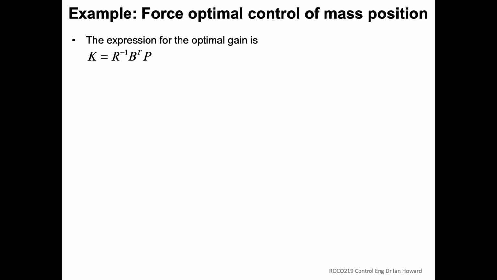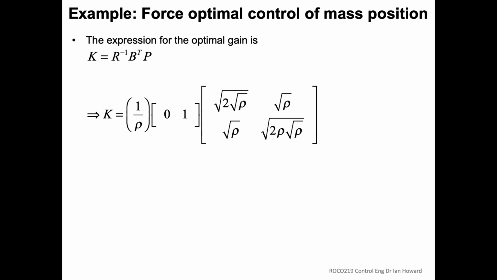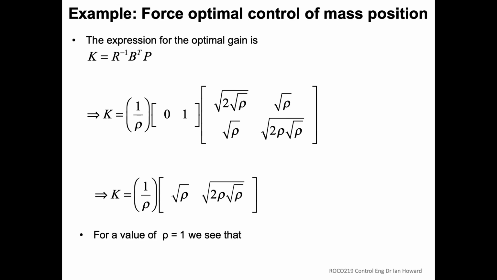So now we've got the P, we know what the R is, we know what the B is, we can actually calculate what the gain is. So 1 over rho, 0, 1 multiplied by the P value we had, we end up with an expression for K. And if we stick in rho equals 1, we see that the value is 1 and the square root of 2. So all of that very complicated, or apparently complicated calculation ends up with a very simple solution that just tells us what the gain is in order to achieve the optimal criteria that we actually demanded in the first place.